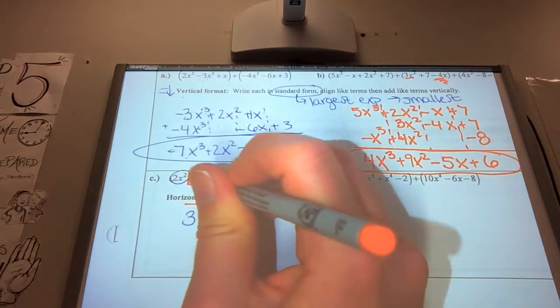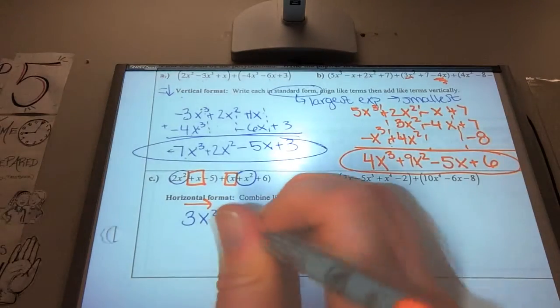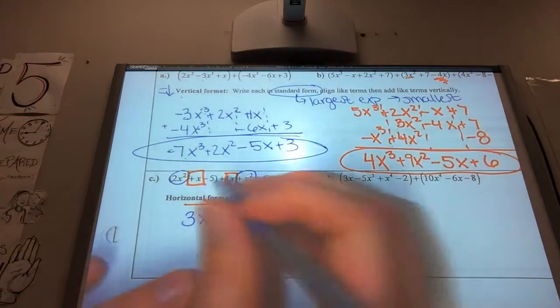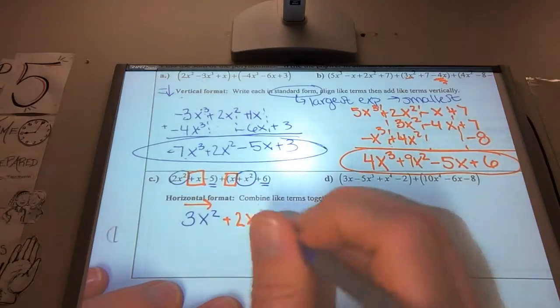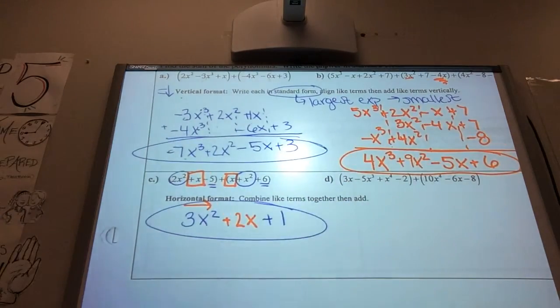Maybe I'll box it instead. I have 1x and 1x. So I have 2x. And then I can combine these like terms. -5 plus 6 gives me +1. There's my answer. So I'm just really looking and matching up like terms and adding them together. I don't have to set them up.